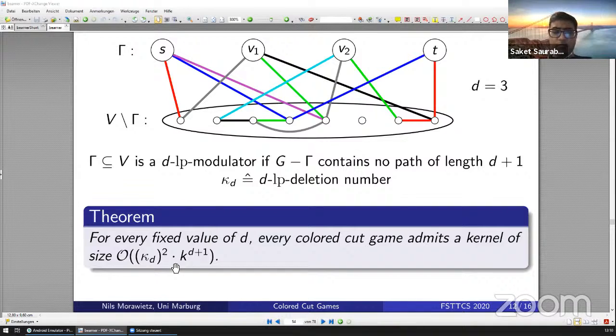So did you try parameterizing something else other than these? Yeah, we took a very wide view of parameters, like for example, the total number of colors. For the total number of colors, it always admits an FPT algorithm, but presumably no polynomial kernelization algorithm. For example, for only the budget, it is W[2]-hard, so there's presumably not even an FPT algorithm. And even on constant degree graphs, all these problems are very hard. Okay.